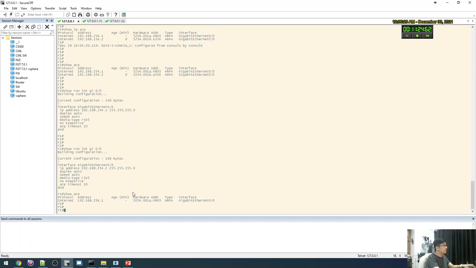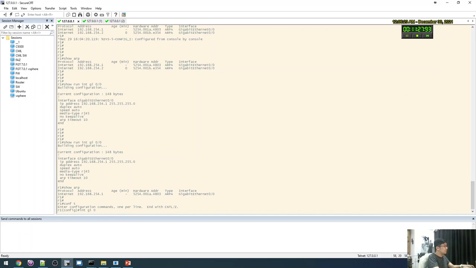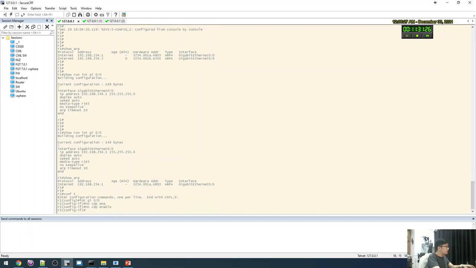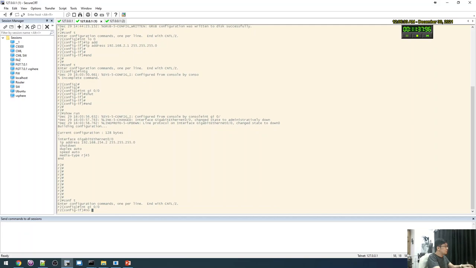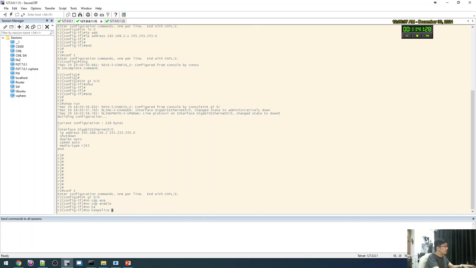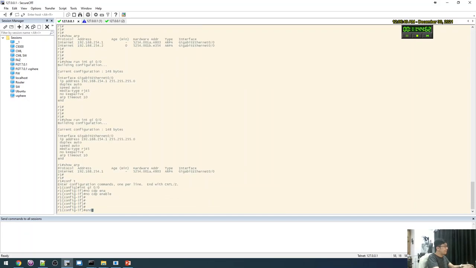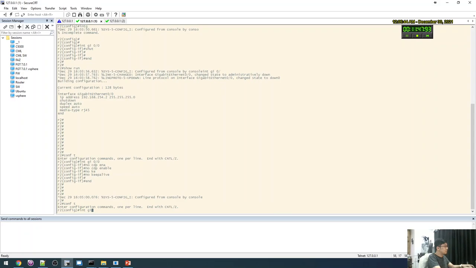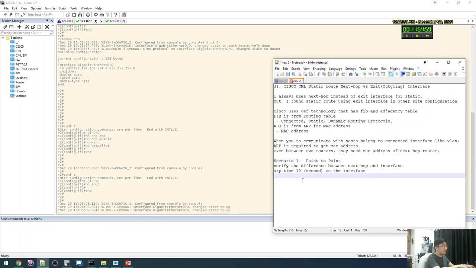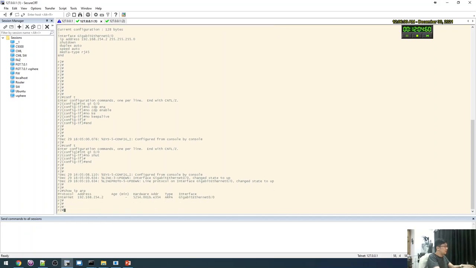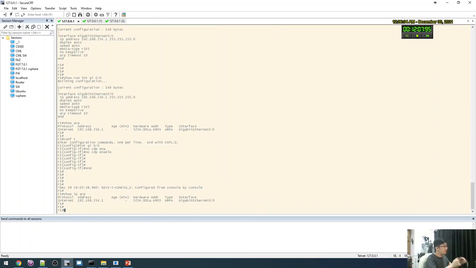Show on. No CDP enable, and then no keepalive. Okay, and then here also, no CDP enable and then no keepalive, to minimize the unnecessary traffic. Okay. Yeah. Okay, there is no ARP now, so they don't know.